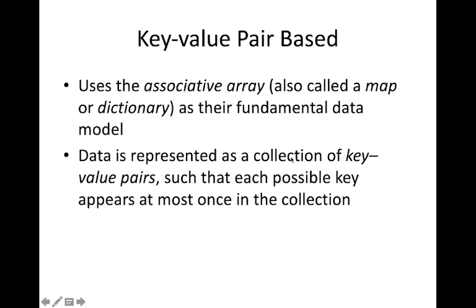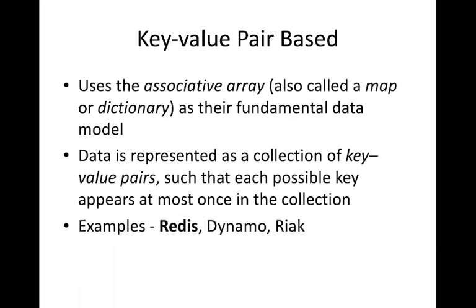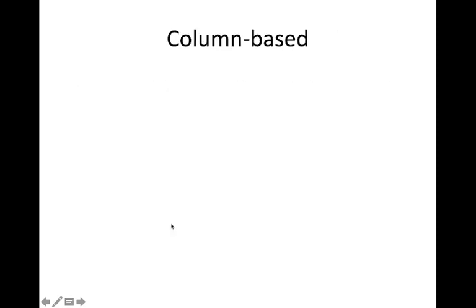Data is represented as a collection of key value pairs such that each possible key appears at most once in the collection. Examples of this kind of database are Redis, Dynamo, Riak. We will see the characteristics of Redis in the next lecture.